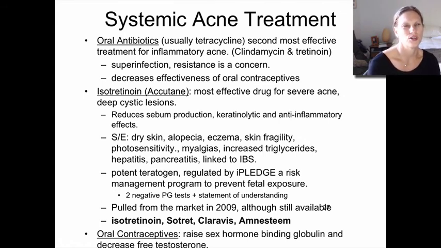Okay, the big gun here is isotretinoin, historically called Accutane. Sometimes it's called cis-retinoic acid. This drug has been pulled from the market under the name Accutane, but you can still get it. The reason why, well, it's got all kinds of issues. One big one is that it's hugely teratogenic. So you have got to be sure that your patient is not going to get pregnant.